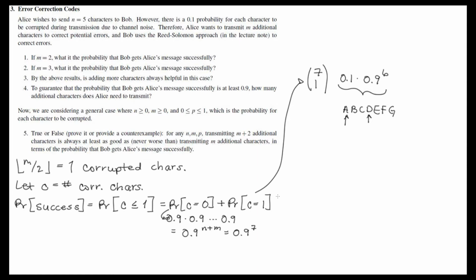So the probability that C equals 1 is 7 choose 1 times 0.1 times 0.9 to the 6. So this whole probability here is 0.9 to the 7 plus 7 choose 1 times 0.1 times 0.9 to the 6. And this works out to be about 0.85.